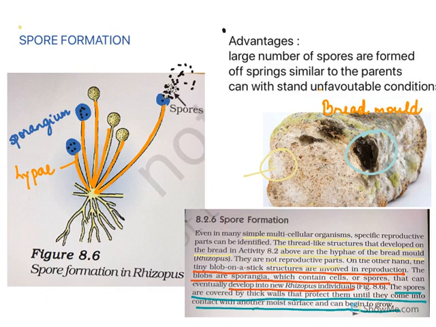Let's go to the advantages of spore formation. First, a large number of spores are formed. The next one is that the offspring are similar to the parents because it is a kind of asexual reproduction. So the offspring are very similar to the parents. And the third is that these spores can withstand unfavorable conditions.